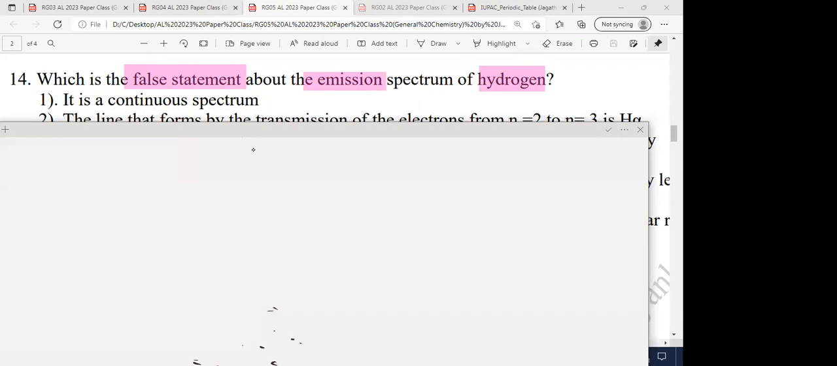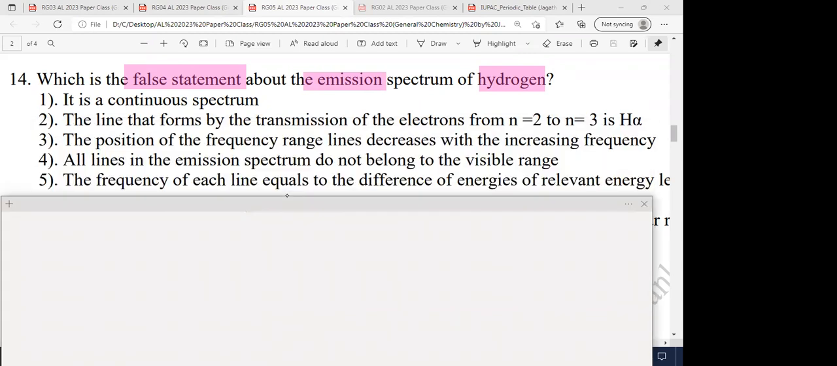Hydrogen spectrum, false statement. Now, I think all of you have done this, right? The spectrum and everything. Most of the questions that we discuss in this paper today are relevant. It's related to your first chapter.